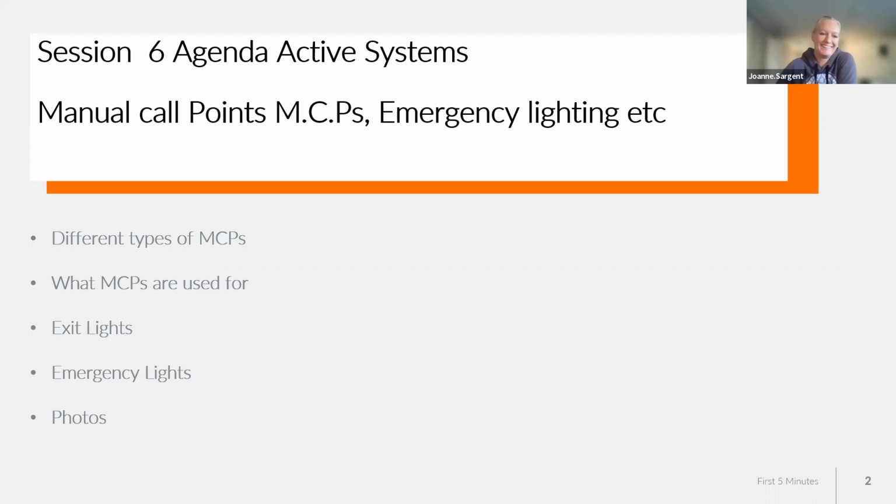So thanks, Joanne. So yes, this is more active systems, manual call points. We seem to have been on the subject of active systems quite a bit, although we did talk a bit about passive systems. As we go into it, we go into fire indicator panels and such like. So today we're going to talk about manual call points, emergency lighting and exit lights. So the different types of manual call points you've got, what the manual call points are used for, MCPs as they're commonly known, exit lights and emergency lights. And obviously I've got heaps of photos.